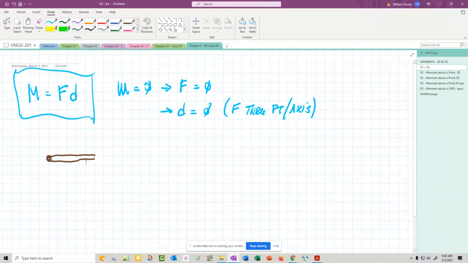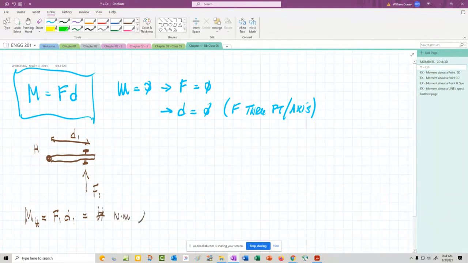Here's our door. Here's some hinges. We'll assume the door is open. If I push through here, I'll call it F1. We'll call this H because it's the hinges. The moment about the hinges is going to be force 1 times distance. We'll call that distance 1. And whatever that numeric value comes out to would be the moment. So that would be some number of Newton meters, and we would put that right there.